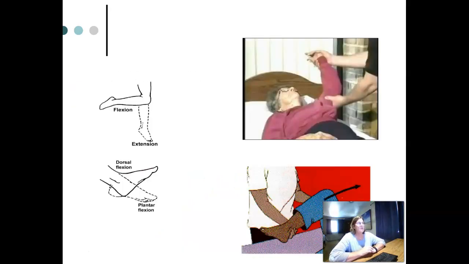There is also what we call dorsiflexion and plantar flexion. Plantar flexion is when you take the foot and you move it all the way down, and dorsiflexion is when you pull it back up. So plantar flexion, dorsiflexion.